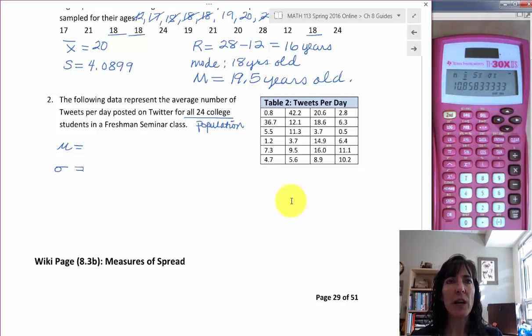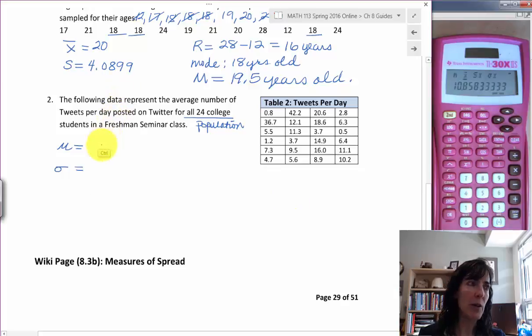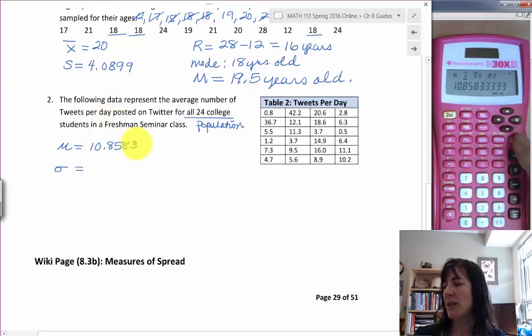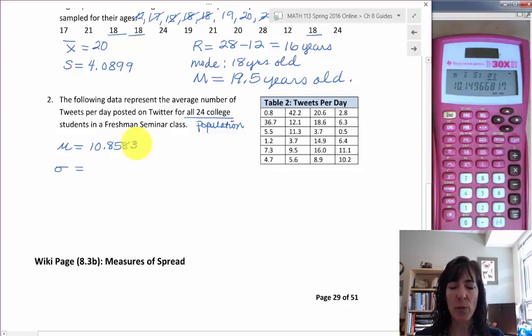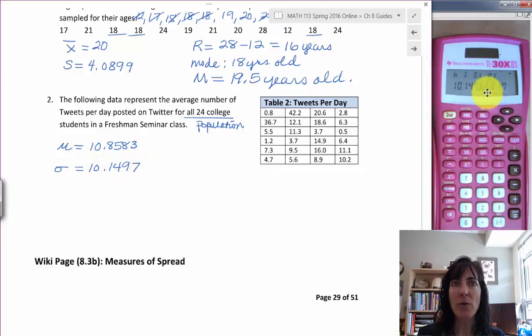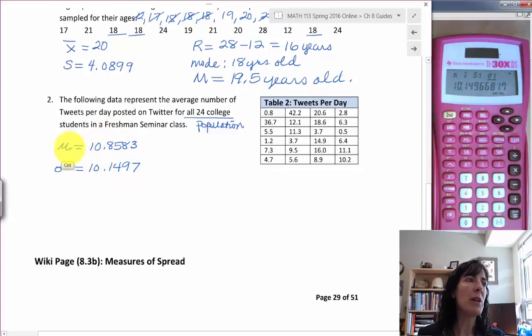That's good. My x bar is 10.8583. And my standard deviation, remember we decided this was a population, so the first one is for a sample, and the second one is for the population. It has the sigma. So I need sigma, which is going to be 10.1497, because after this 6 comes an 8, so I'm going to have to bump it up to 7. So there's my mean and my standard deviation.